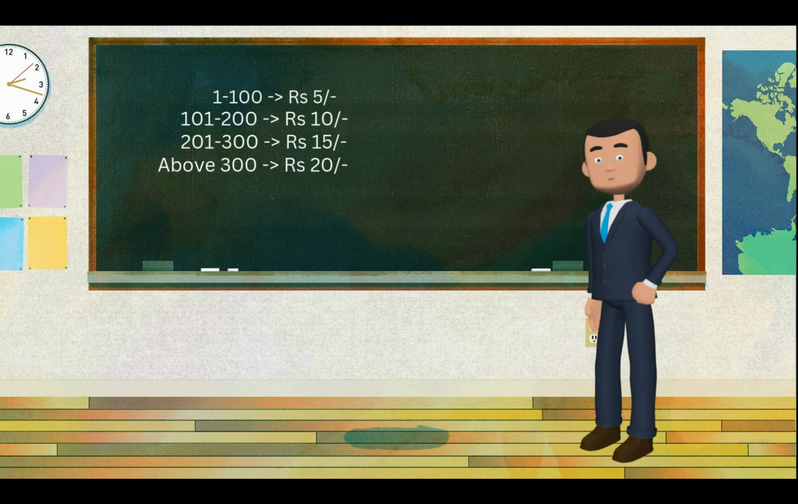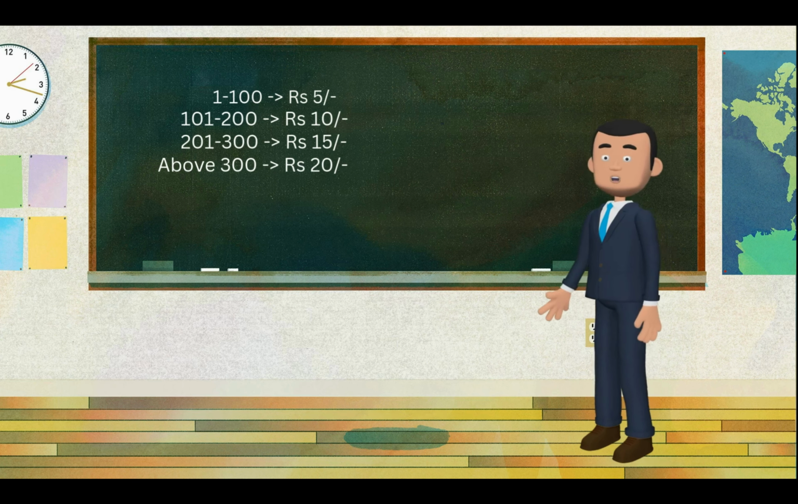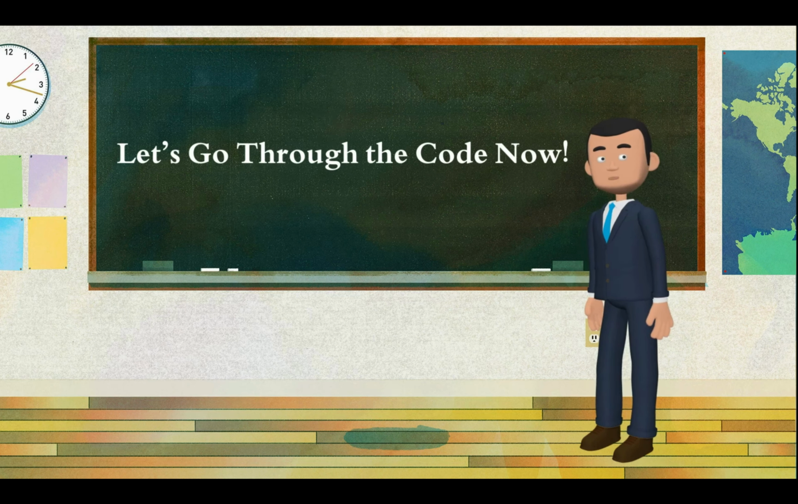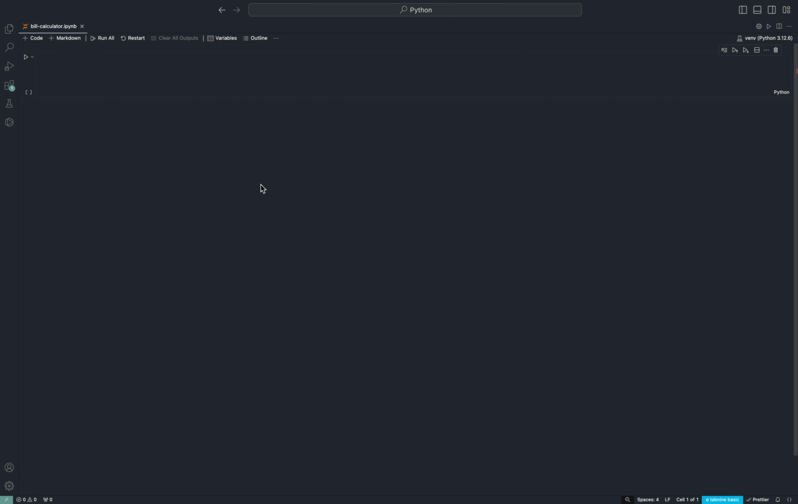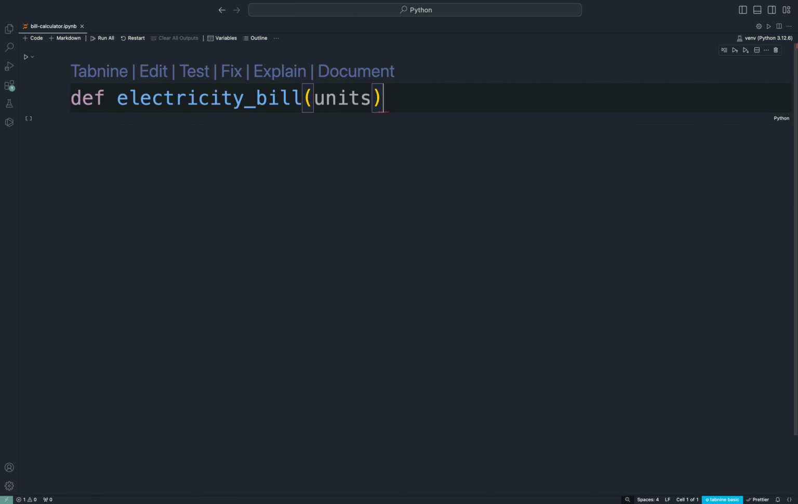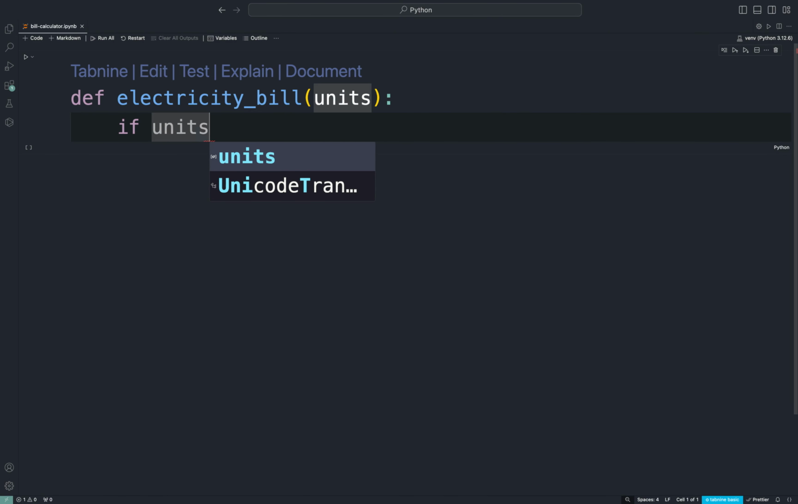The program takes the number of units consumed as input, determines the applicable charges for each slab, and computes the total bill accordingly. Let's go through the code now. First, we make a function named electricity_bill that takes one parameter, units. The function encapsulates the logic to calculate the electricity bill based on the provided unit consumption. Next, we make a condition.